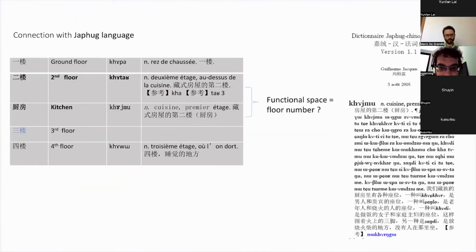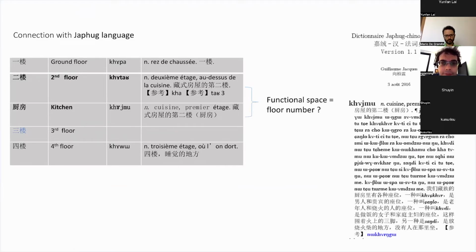And when we connect it to the local language, these are terminologies which I picked from the dictionary, and I find that the functional spaces in their language are kind of equal to the floor numbers. I do not know whether it is an understanding problem or they really fix them together.